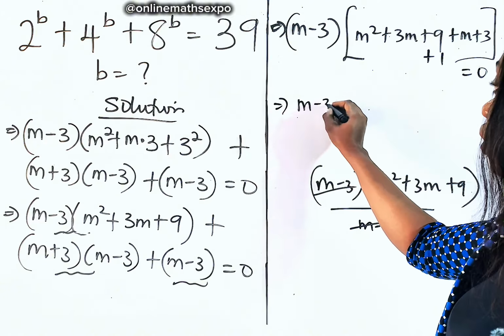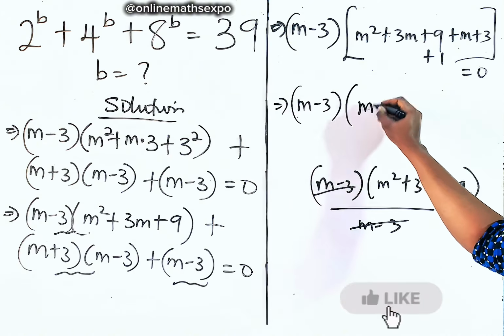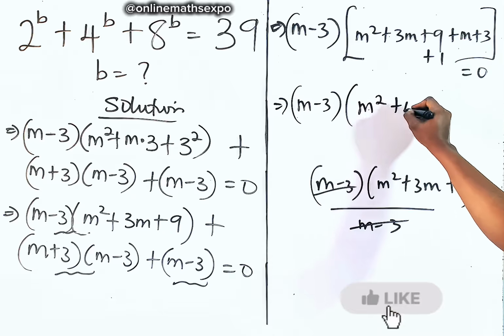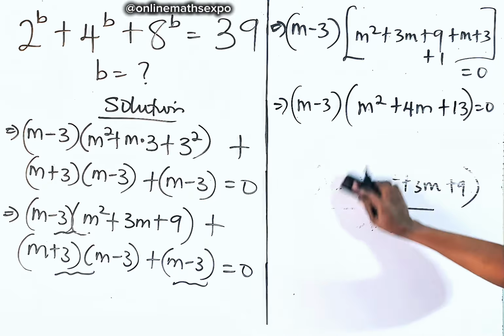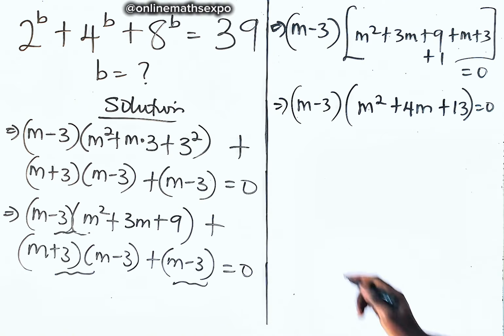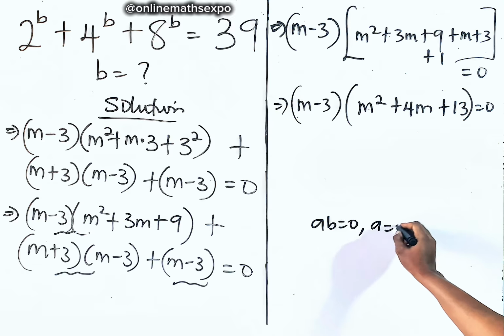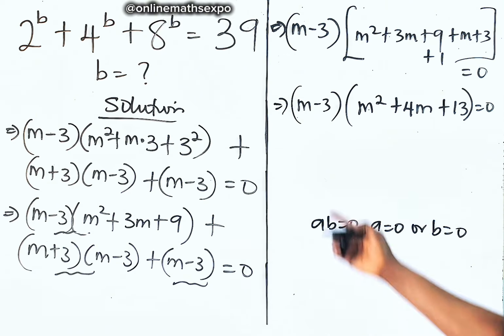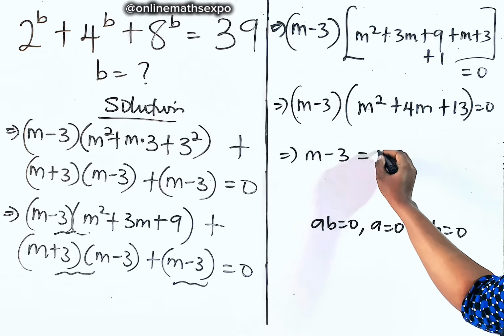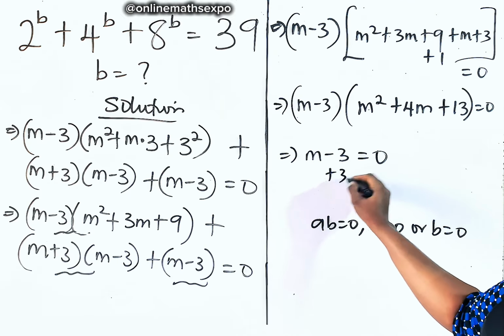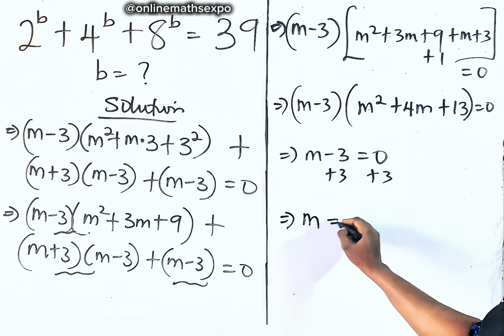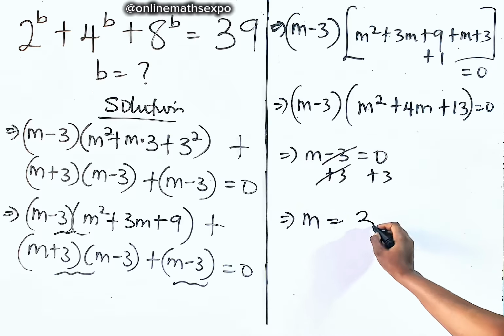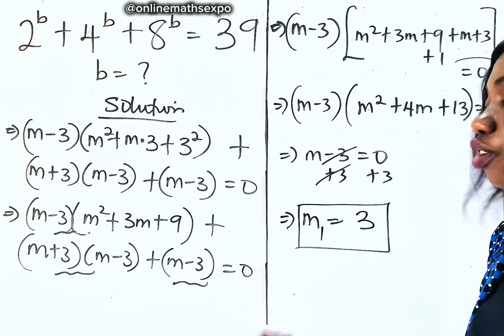We keep solving: m minus 3 into m squared plus 4m plus 13 is equal to 0, since 3 adds 9, add 3, add 1 gives us 13. So what do you do next? Just remember at this point that if a times b is 0, either a is 0 or b is 0. So here we are going to have m minus 3 is equal to 0. To get m, add 3 to both sides. And when you do that, m is equal to 3. And this is the first value of m.